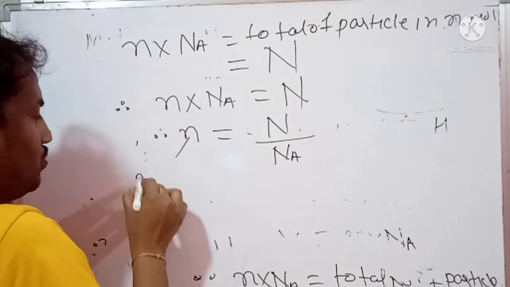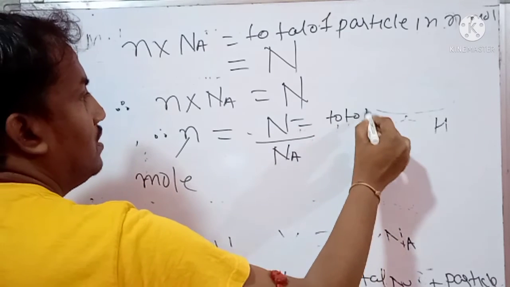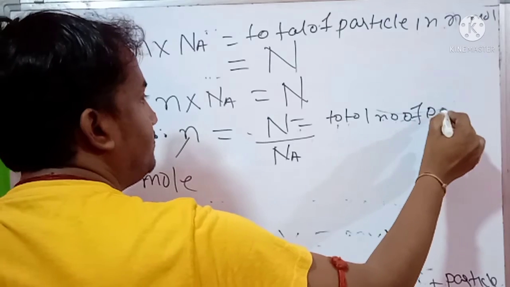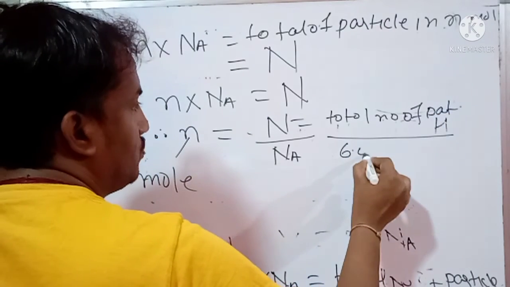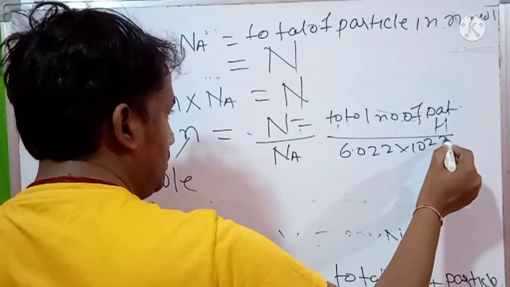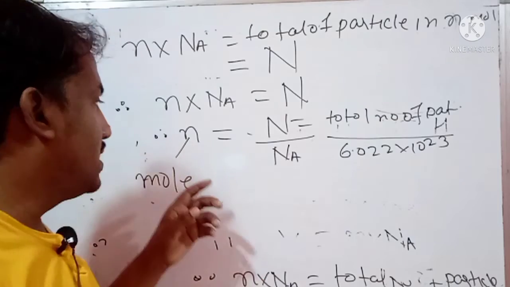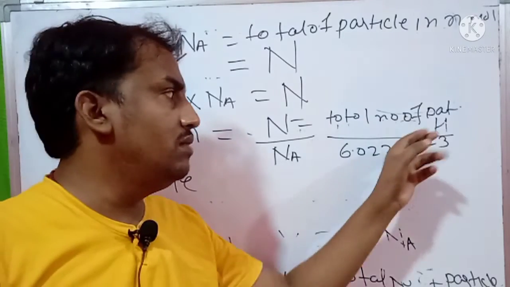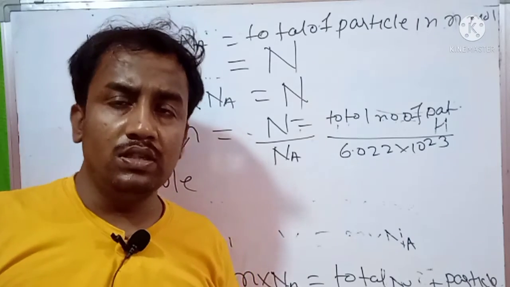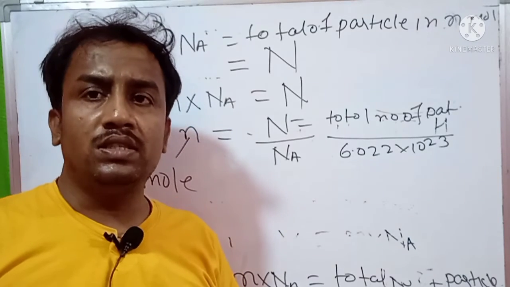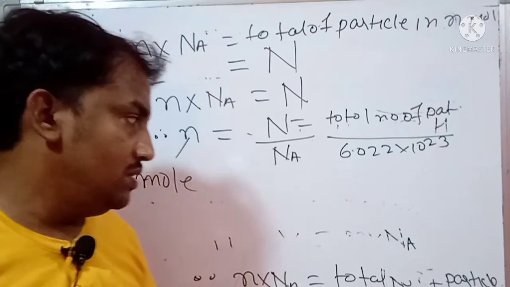Here n denotes moles, capital N is the total number of particles, and Na is the Avogadro number, which is equal to 6.022 into 10 raised to the power 23. By this, you can calculate moles. If you are given the total number of particles and you divide it by 6.022 into 10 raised to the power 23, you will find how many moles of sample are present.